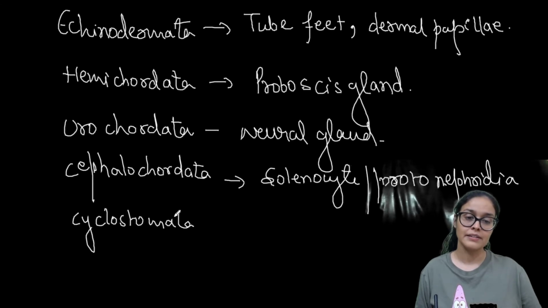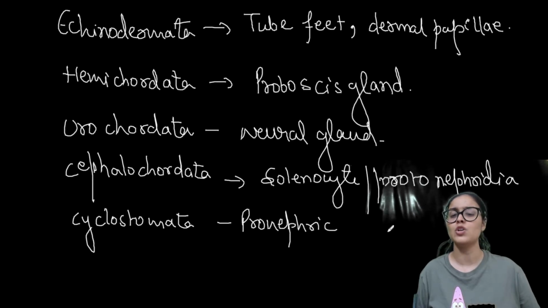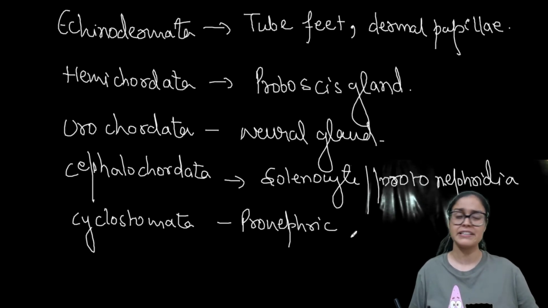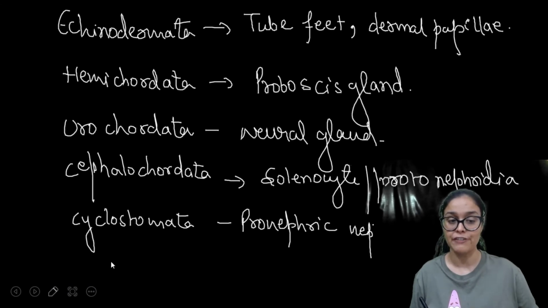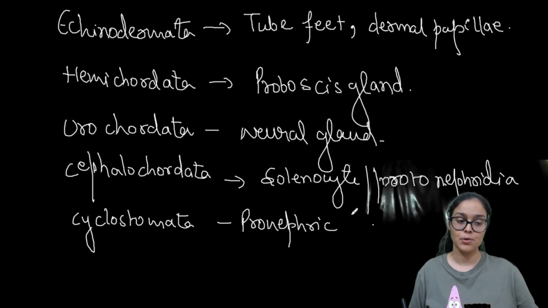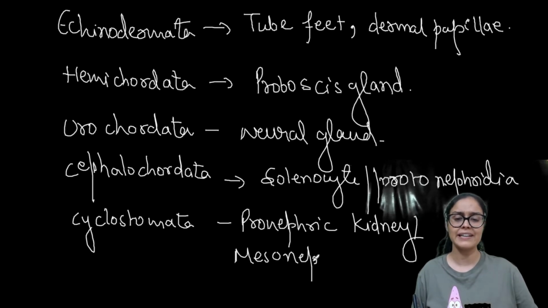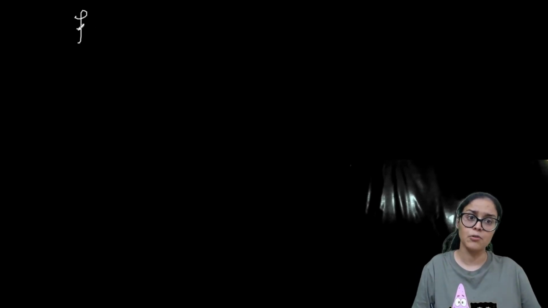When we talk about Cyclostomata, they have the pronephric kidney, which is a less developed kidney. They don't have any loop of Henle and all, right? Sorry, the pronephric kidney is present in them. The pronephric kidney is present in them, and some of them have mesonephric also. So the mesonephric is a moderately developed kidney. So these are different types of kidney. Pronephric is less developed. Mesonephric is moderately developed.